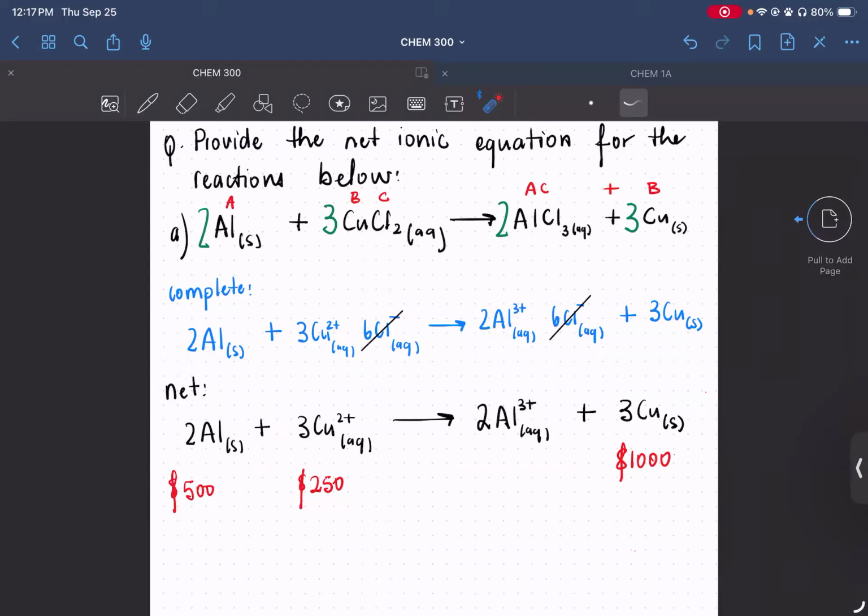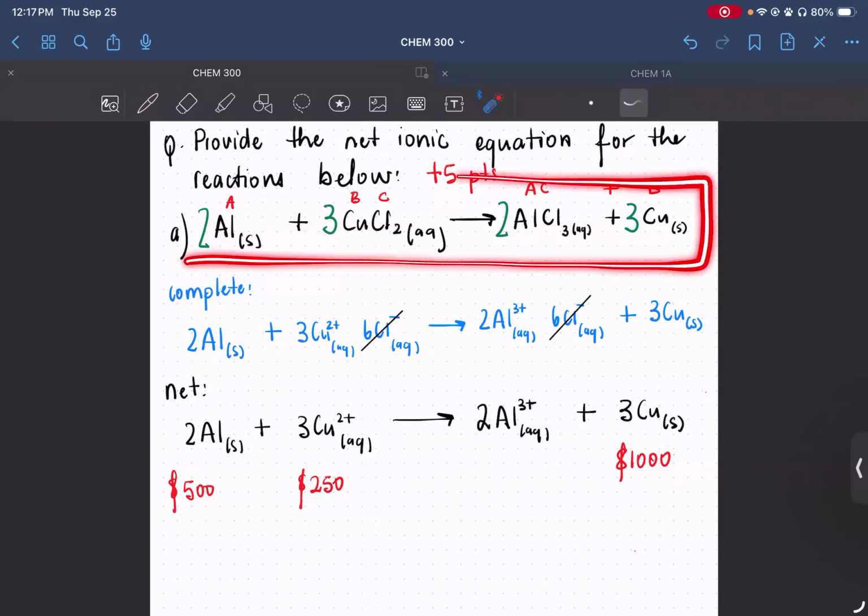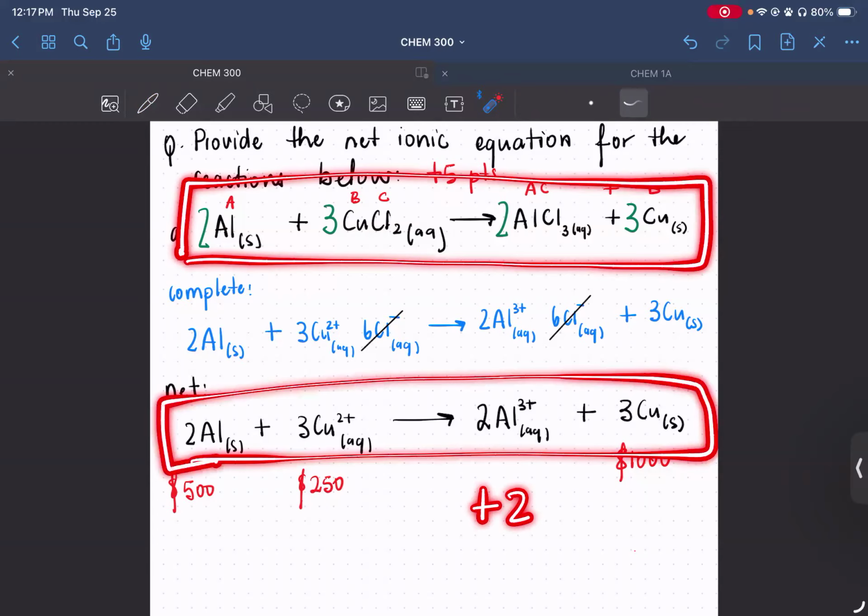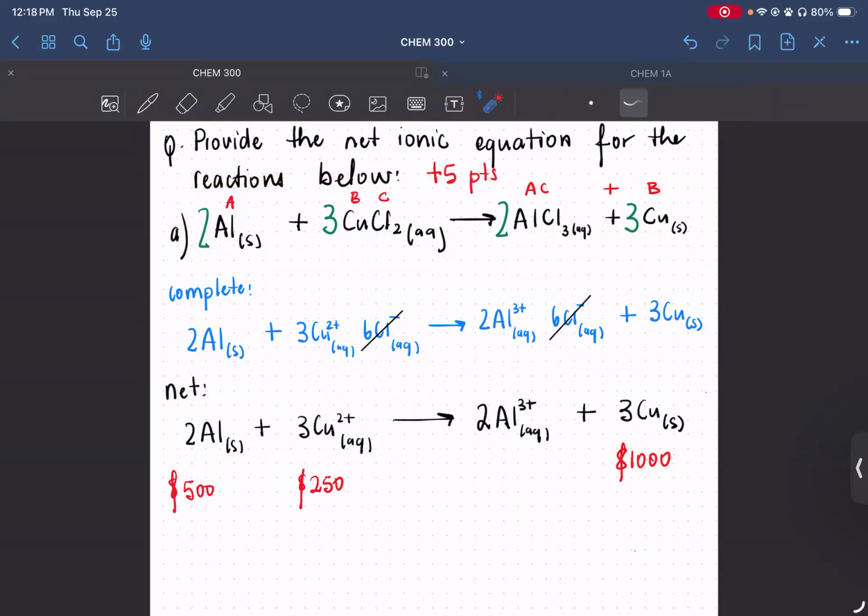In its entirety, this question would be worth 5 points. It would be 3 points for the correct balanced equation, and it would be 2 points for the net ionic equation. Remember that normally I will not see your scratch work. Scratch paper is yours to keep. And I can tell you on the exam, this is what the question is going to look like. Provide the net ionic equation. Do we have any questions so far?